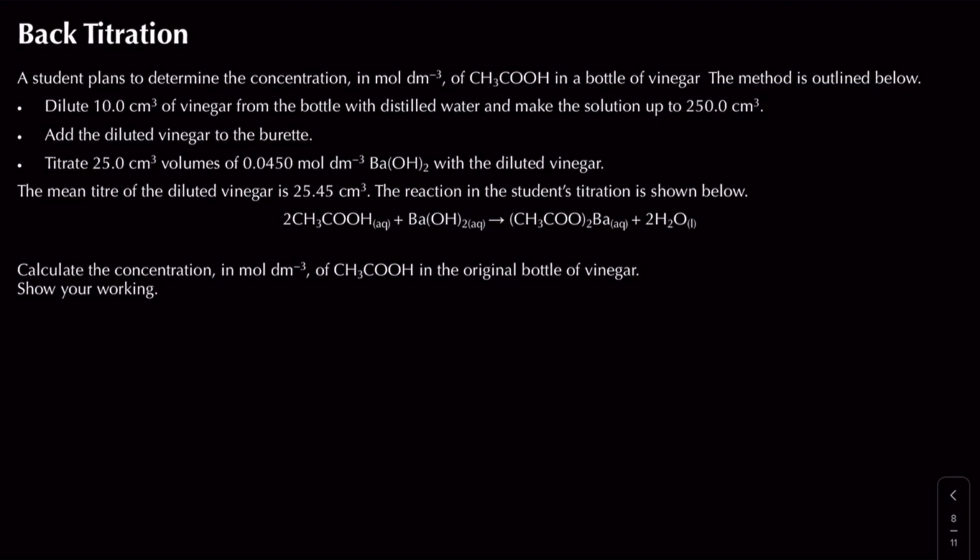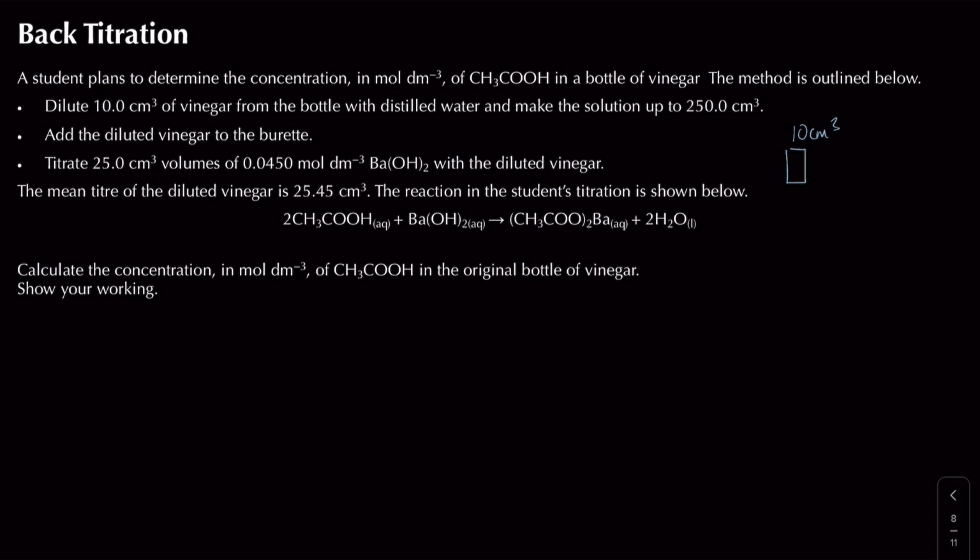So yeah, starting off, looking at this question over here, we're told the student plans to determine the concentration in mole per decimeter cubed of ethanoic acid in a bottle of vinegar. The method is outlined below. First of all, we've got 10 centimeters cubed of vinegar. That's the first thing that we need to make a note of. So if I've got 10 centimeters cubed of vinegar, that's my first point that I need to establish. That's going to be the end of my calculation because we're working backwards, aren't we?